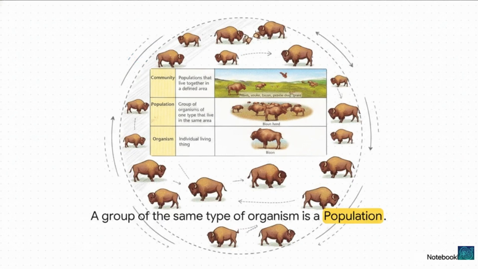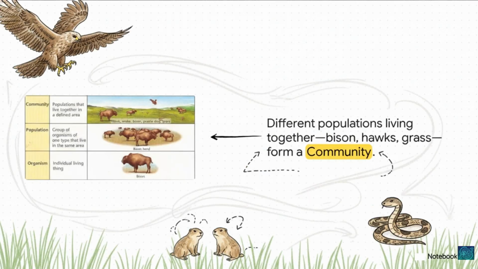But life is rarely a solo act, right? So let's zoom out a bit, and you see a whole herd, a group of the same species, like all these bison hanging out together. That's what we call a population. And this is where the story really starts to get interesting, because now they're interacting, they're competing, they're creating the next generation. Let's zoom out one more time.